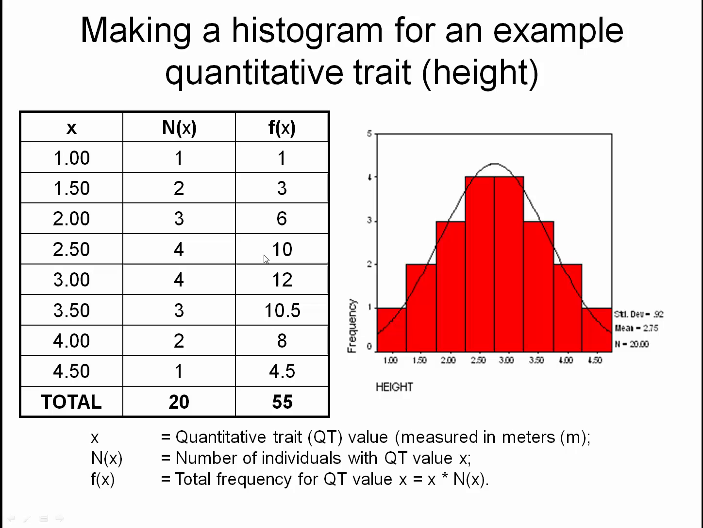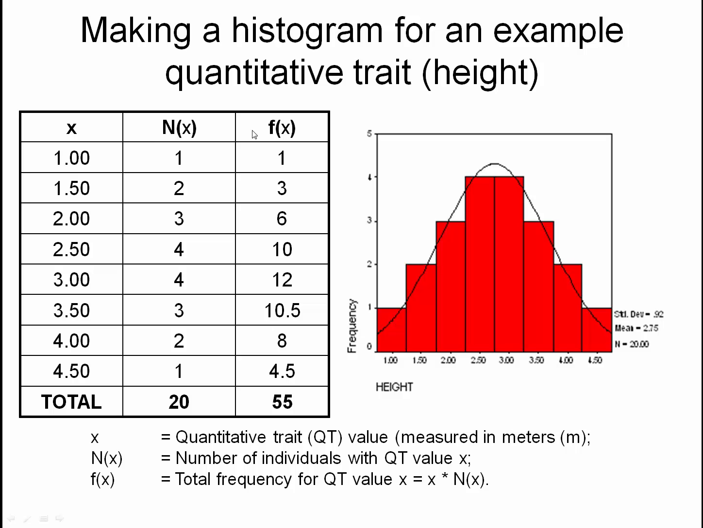And now if we go down to f of x for 10, that's equal to 2.5 times 4, and so on. Now, how do we translate what we have here in this table into this graph? Well, we use bar graphs here in order to do that. And when you're doing a histogram, really the two pieces of information you need are just the first two columns.